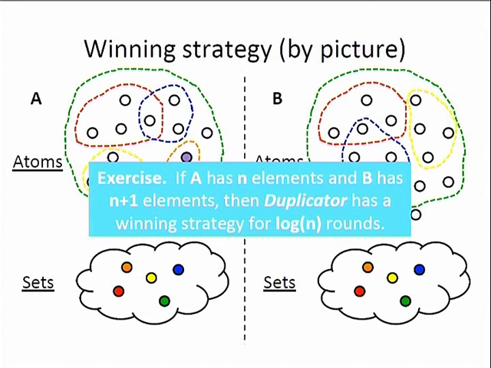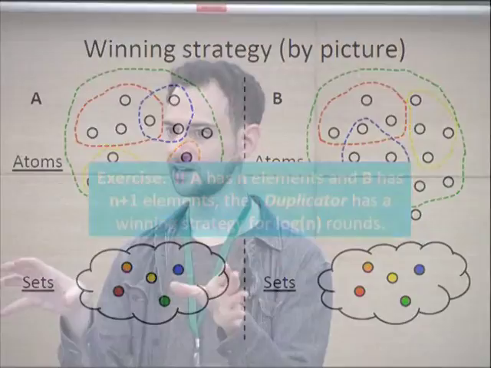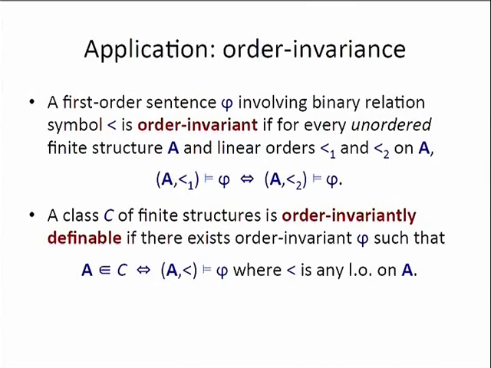So the exercise is to take the intuition here and show formally that if A has n elements, B has n plus 1 elements, then duplicator really can hold out for log n rounds. So basically the property that duplicator tries to preserve is that if you look at the sets which have been played, you look at all Boolean combinations of those sets in one structure and in the other structure, and you want to match the sizes of those up to some parameter which is decreasing by a factor of 2 as you go along in the game. So that's how you can make this formal.